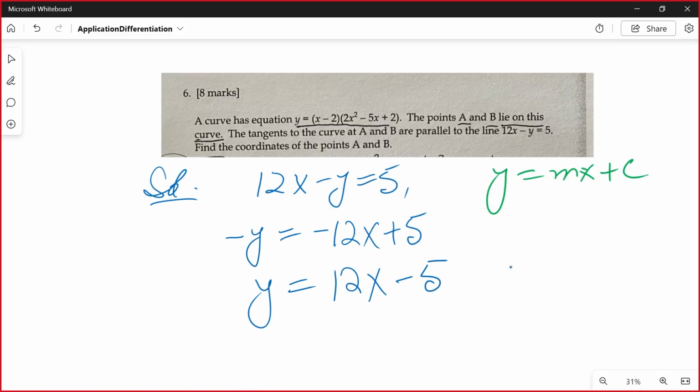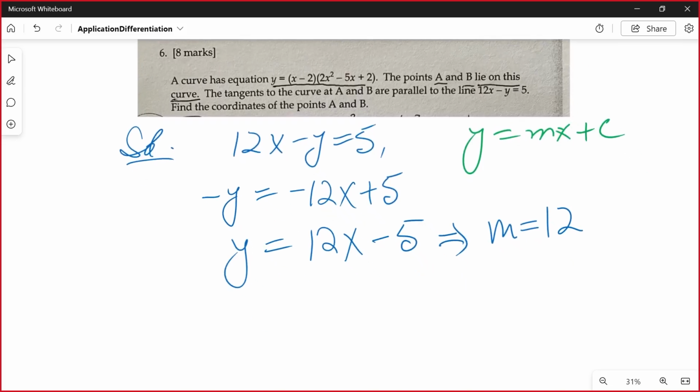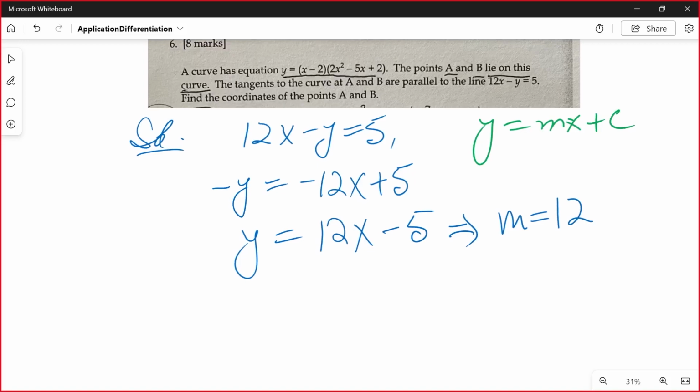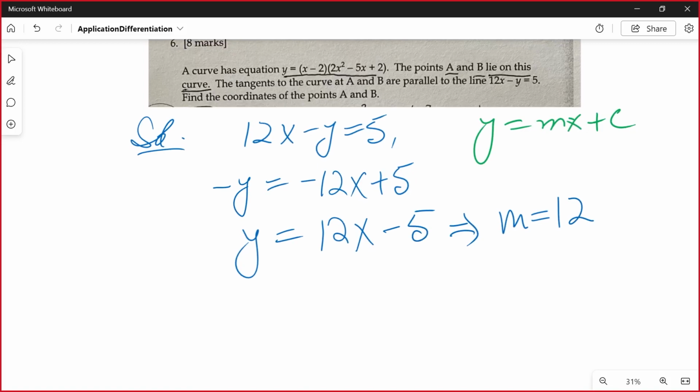So what is the gradient, or m? Look, the gradient is m. So what is m here? Not 12x, but 12. And what is the y-intercept? Negative 5. Good. So we now know that this is the gradient. It means the tangent at the points A and B will have a slope of 12. Do you understand that?